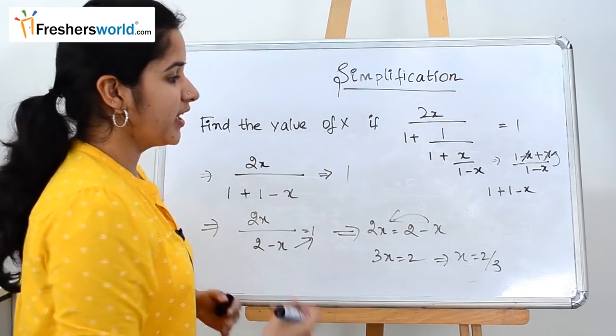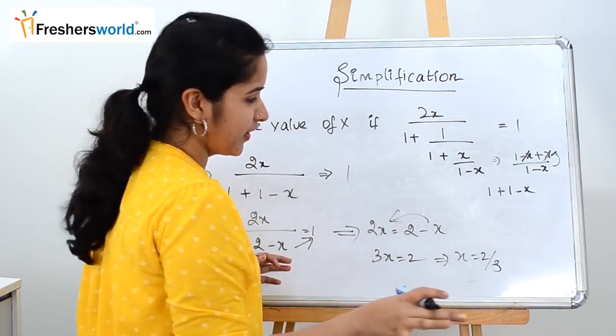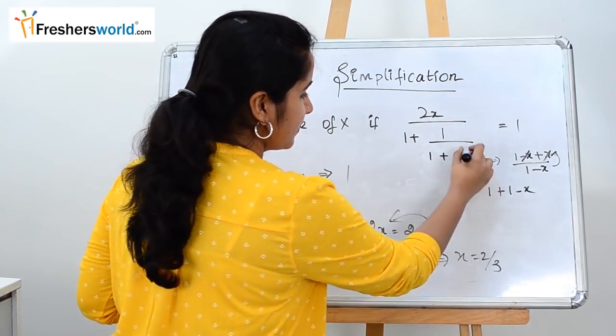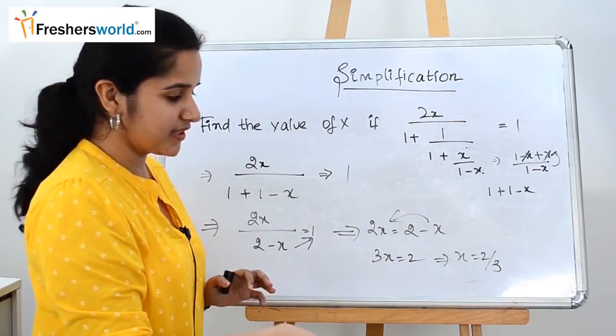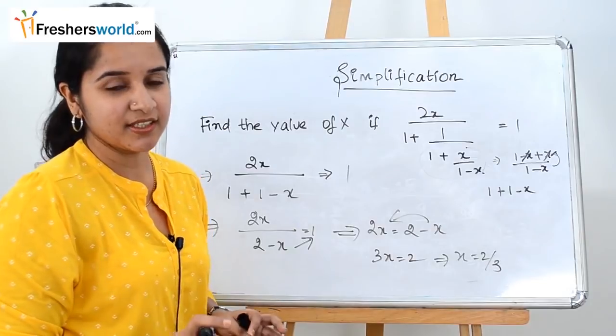So what did we do here? It's just simple simplification. You have to start from the bottom one and then equate it to the value that they have given you on the right hand side, then you can easily find the value of x. Let's go to the next sum.